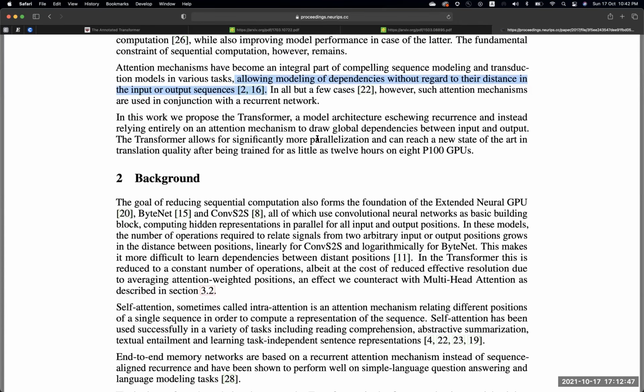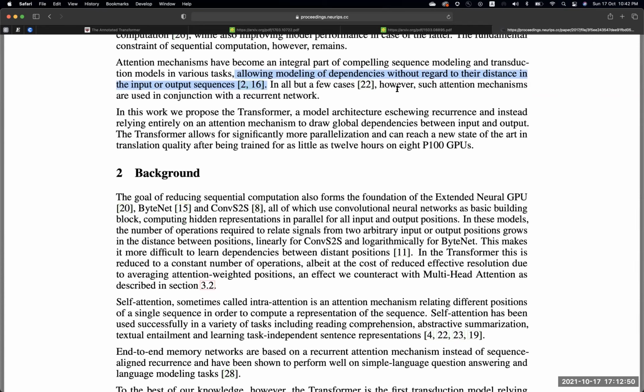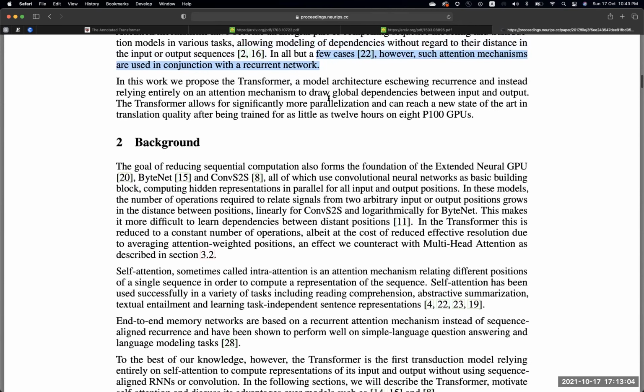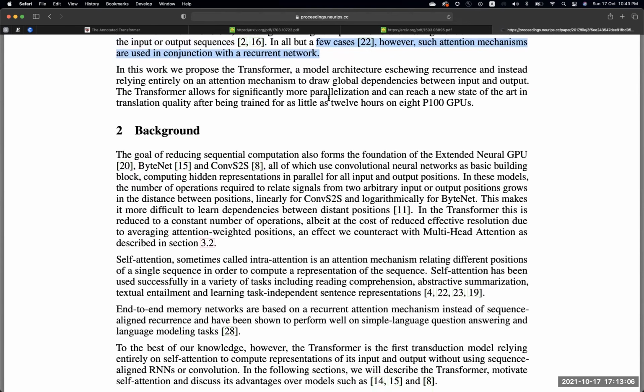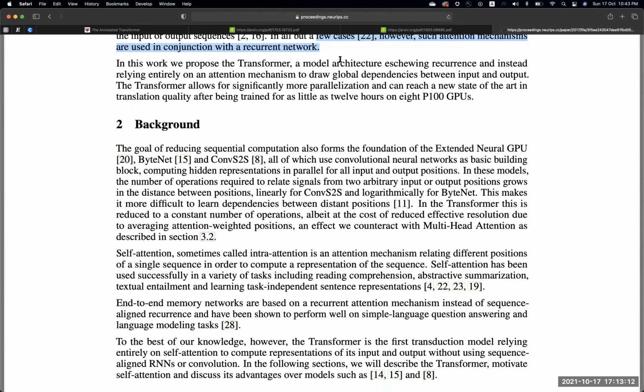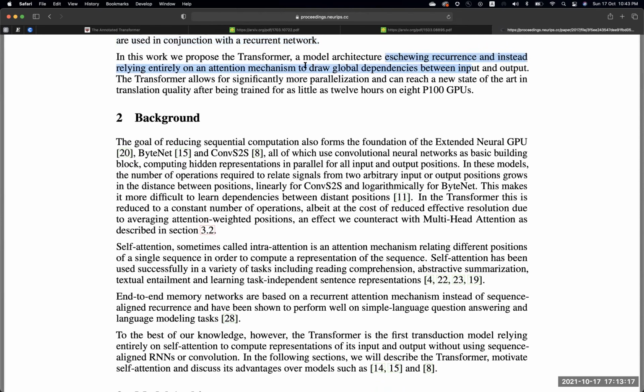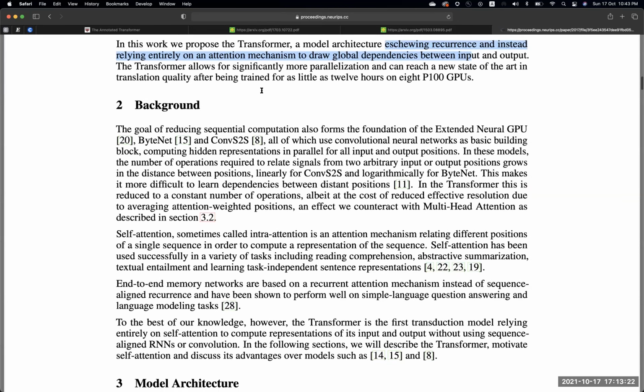And then what it says is that in some cases, like we have seen, soft attention is being used in conjunction with recurrent networks. That is also a good use case and a good implementation. But the transformer is something else. They mention that soft attention is not specific to transformers. What they are trying to say is that they have completely removed recurrence, and they draw global dependencies between input and output, with parallelization and state of the art translation quality.